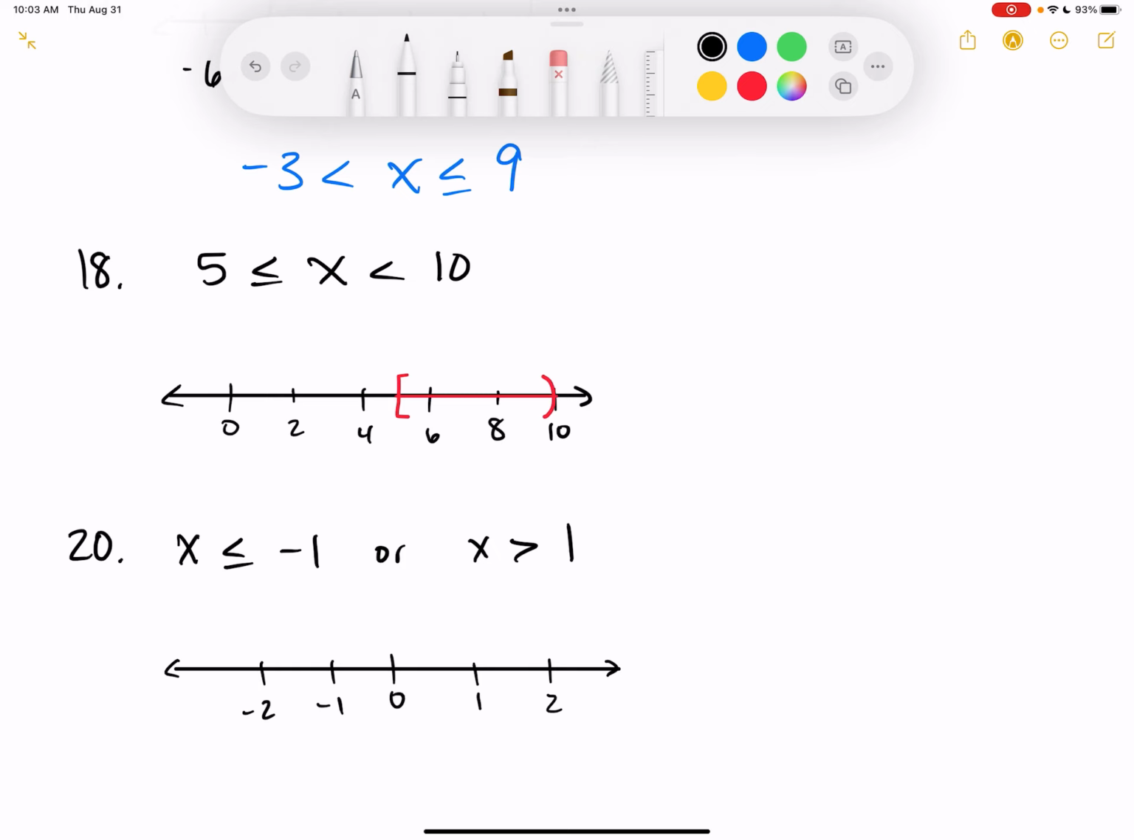So what is this one going to be? You gotta put a bracket on -1. Going which way? To the left. Okay, what else? And parentheses on 1 to the right. Yep.